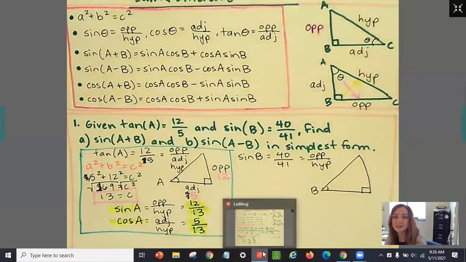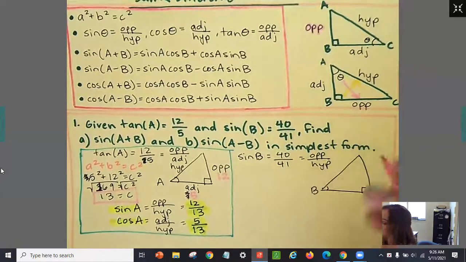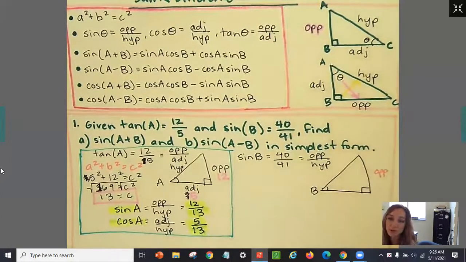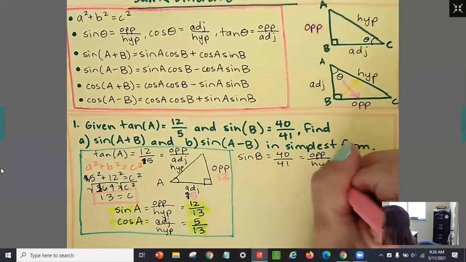Okay, my opposite side is going to be the one that is across from B. So if I put my finger on B, the side I'm not touching is over here. And this is not a very good triangle, but it's okay. Put your finger on the right angle, and the hypotenuse is the one you're not touching.